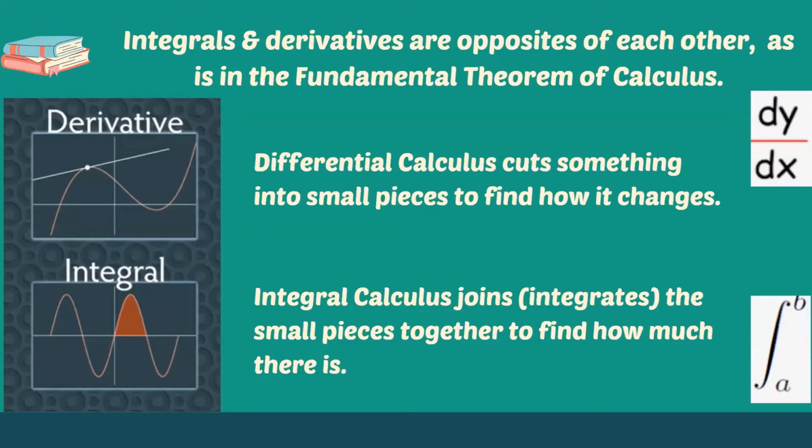And the next concept is the integral. The integral calculus joins the small pieces together to find how much there is. In this graph, we have shaded this portion. What we'll be doing is cutting this into separate sections, maybe rectangle-type sections, and then working out each one. So we can call them opposites of each other.